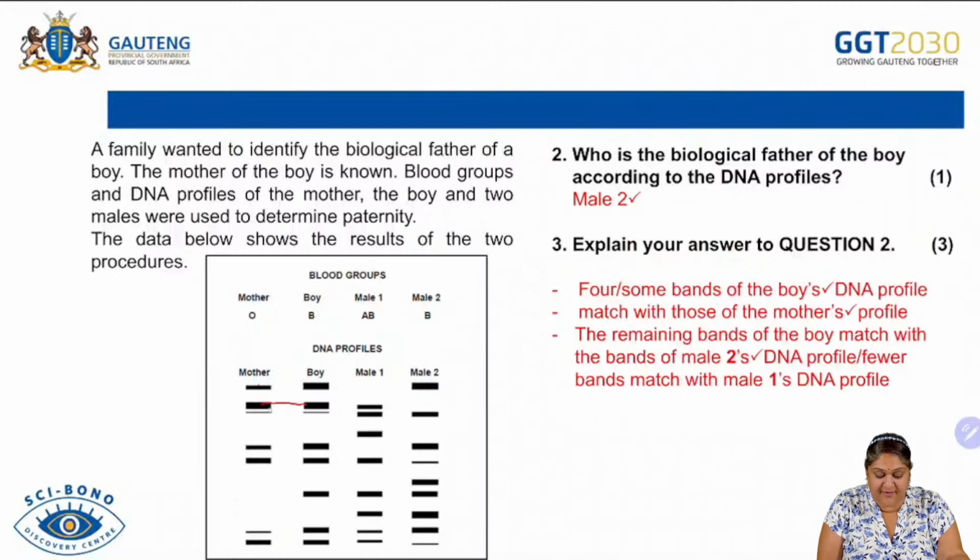All the bands with the mother, those match, these ones match, and this one matches. The remaining bars must match with the father. So this is male 1, male 2, sorry. This one is also matching with male 2. This one is also matching.